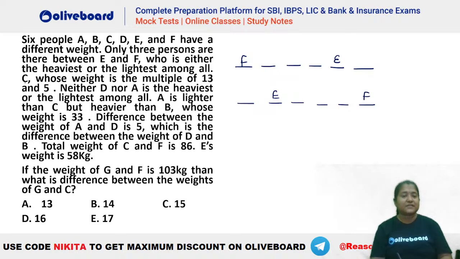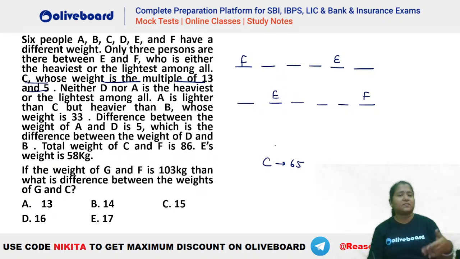Now what is given? C whose weight is a multiple of 13 and 5. So C has to be a multiple of 13 and 5. That means C can be 65 or any other multiple of 13 and 5, so it is 65x. Let's see. After that, neither D nor A is the heaviest or the lightest. So D and A cannot be the heaviest or the lightest here.